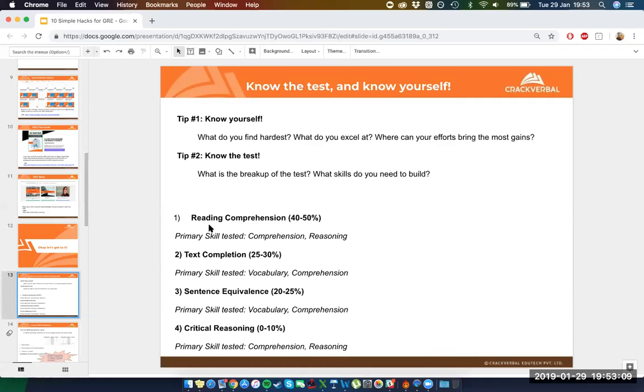The reading comprehension and the critical reasoning sections, as you can see, test your comprehension. They test your ability to understand what you've just read, and your ability to reason and process that effectively. On the other hand, sentence equivalence and text completion both test your vocabulary and your understanding of how that vocabulary plays out. What this means is that there are two clear, distinct areas of the test: one which is reading comprehension and critical reasoning, and one which is text completion and sentence equivalence. Knowing this helps you know that the test is basically split into two clear different areas.